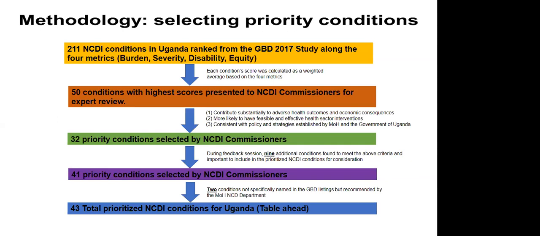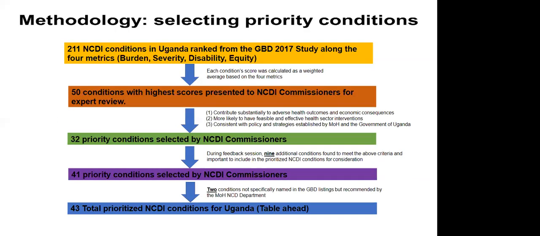At least now we have a pool of priority conditions that have been generated based on evidence, and that looks at a combination of world recognized metrics for quantifying burden of disease, like burden, severity, disability, and equity. So we now have a total of 43 conditions, and I'll show you the table ahead. So what did we find?